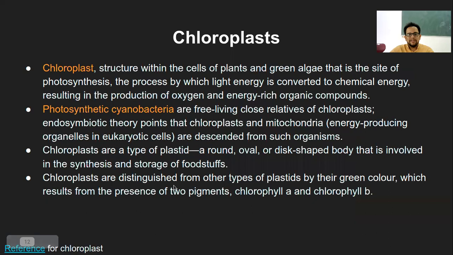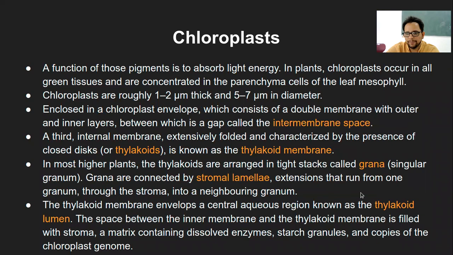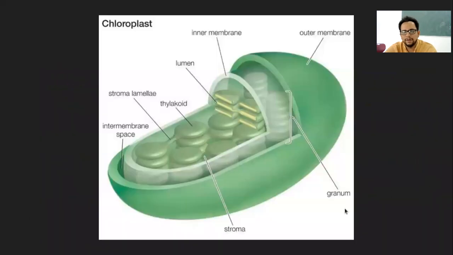So chloroplasts are distinguished from other types of plastid by their green color, which results from the presence of the pigments chlorophyll A and chlorophyll B. Both of these pigments are present in the chloroplast structure. Okay, I guess we can do this part completely. So this is how a chloroplast looks.